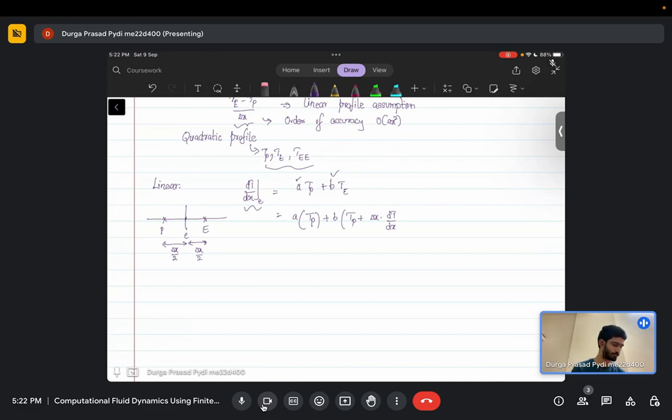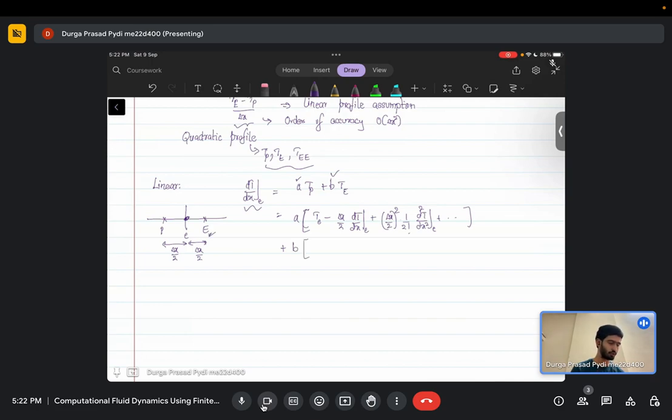So we are considering, for a uniform case, a uniform grid. Your T_P can be written in terms of the value at the east face as T at the east face minus delta x by 2 dT/dx on the east face, and then you have delta x by 2 whole square, 1 by 2 factorial, d square T/dx square on the east face, and so on.